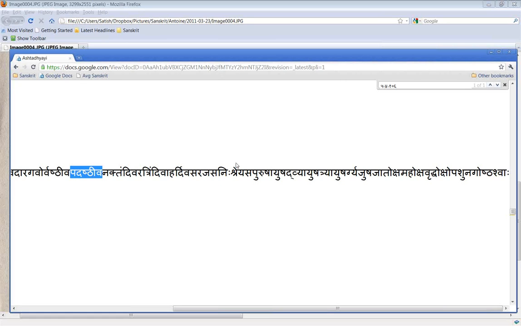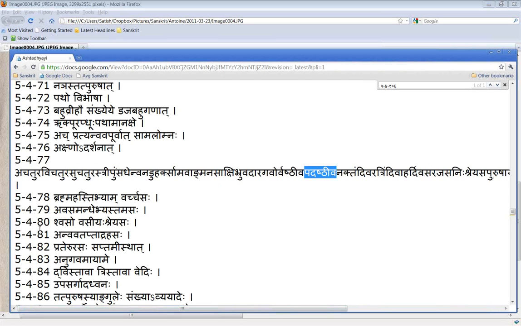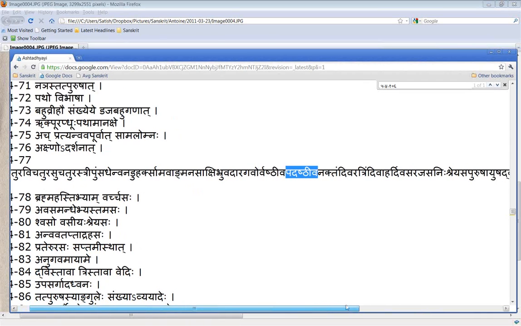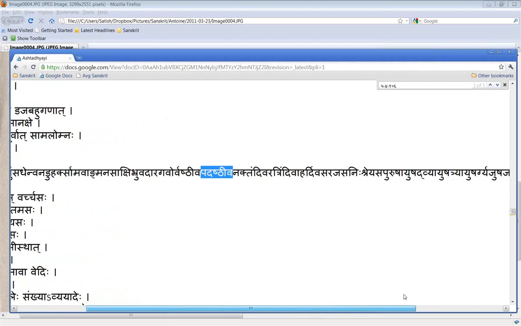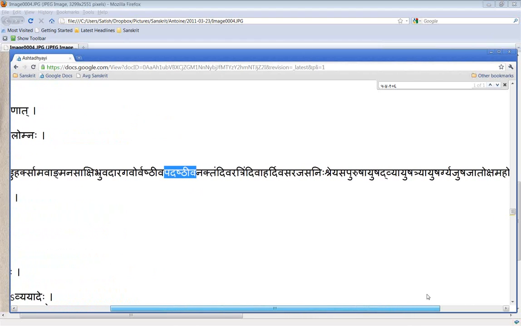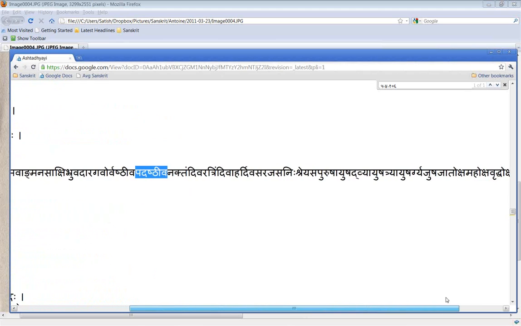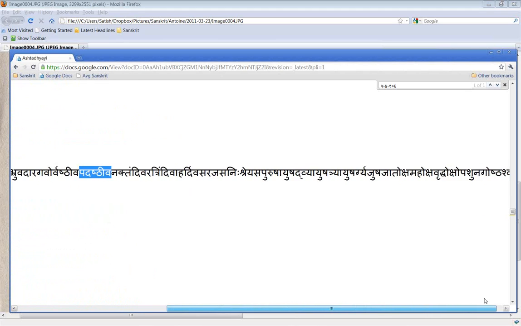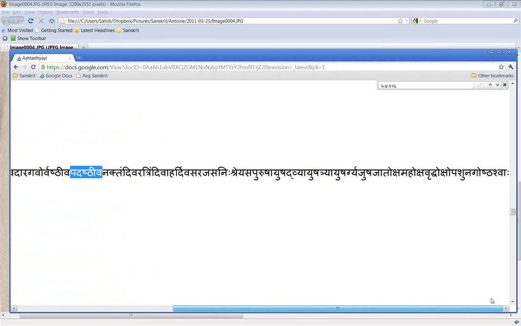So the compounds are Achatura, Vichatura, Suchatura, Sri Pumsa, Dhenvanaduha, Riksama, Vangmanasa, Akshibhruva, Dargava, Urvashchiva, Padashchiva, Naktandiva, Ratrindiva, Ahardiva, Sarajasa, Nishreyasa, Purushayusha, Dvayayusha, Trayayusha, Rigyajusha, Jatoksha, Mohoksha, Rudhoksha, Upashuna, Goshtashvaha.